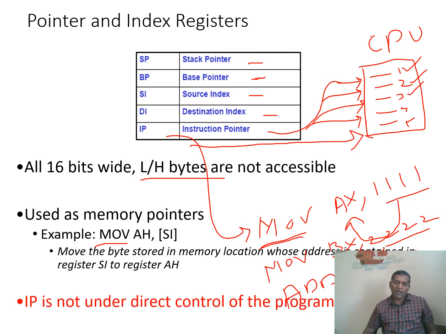IP is not directly controlled by a programmer. This is very important. All the other pointers can be used by the programmer during a program, but we cannot use this instruction pointer IP because it will be automatically increased as the program is executed.